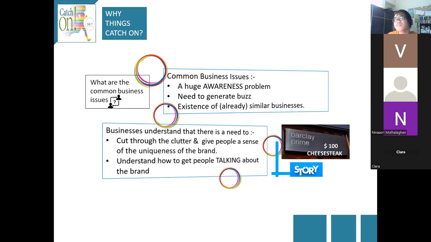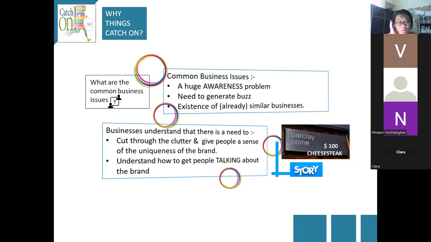Even businesses that are already established still need to continuously create awareness about what they offer to the market. And because every business creates awareness, there are so many advertisements happening. So when you want to compete with your competitors, you have to cut through the clutter, meaning your message has to go through all that mess of information, and the people you're targeting need to understand that there's something unique about what you have to offer.